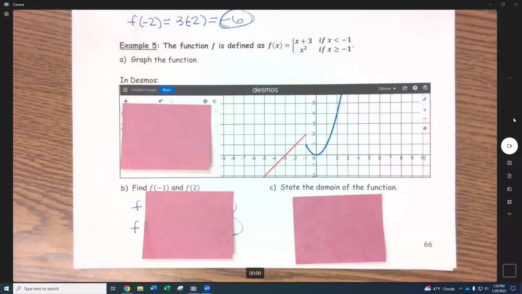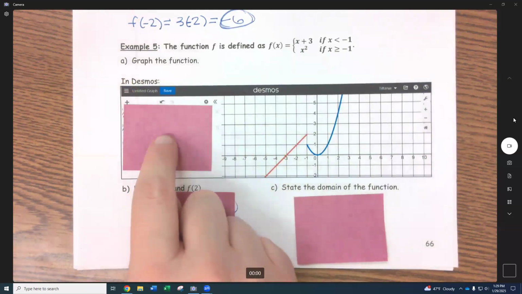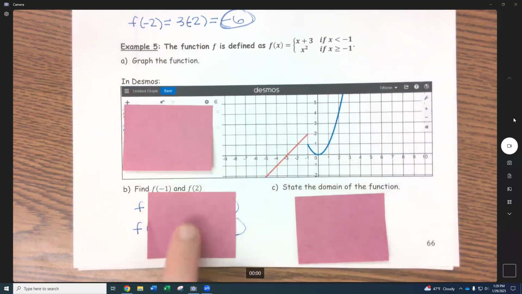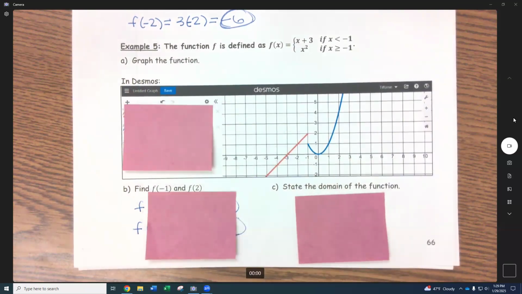At the end of last video, I told you to pause the video and try example 5 on your own. So if you have not done that yet, please pause the video and attempt to figure out what you need to input to get to this graph, find these two values, and state the domain. Okay, I hope you have had time to pause and attempt this on your own.